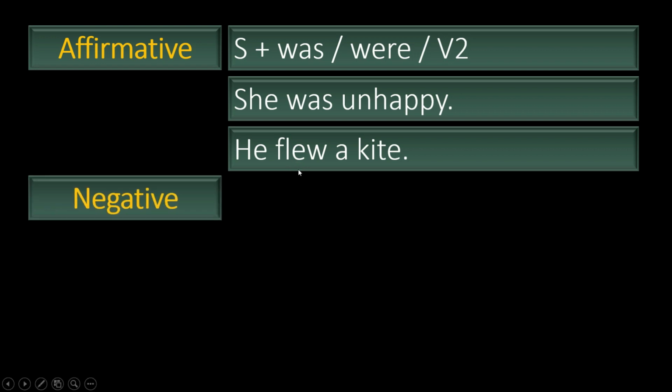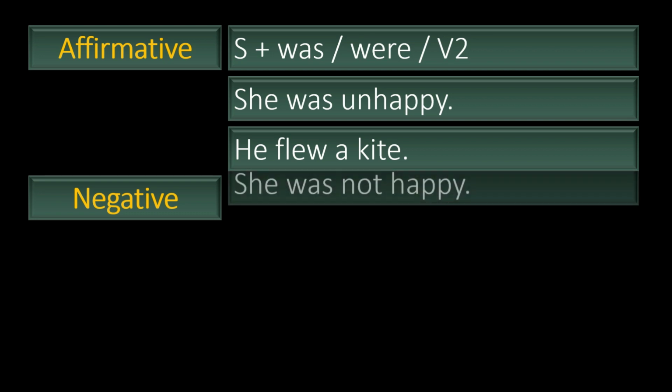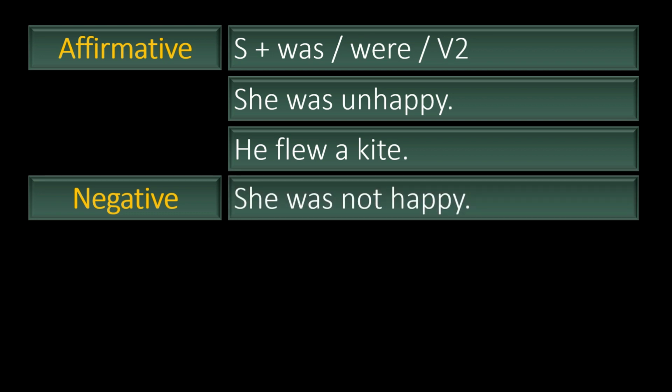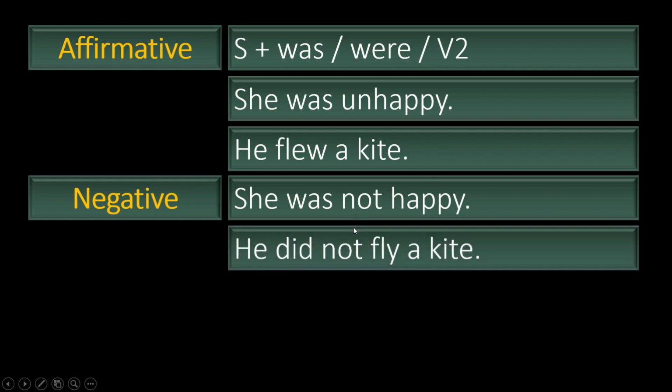And what about negative sentence? She was not happy. They were not happy. We just add not. And when there is an action, he did not fly a kite. Look at how we change flew into did and fly. That is a rule. Be careful with that. Flew becomes did and fly.